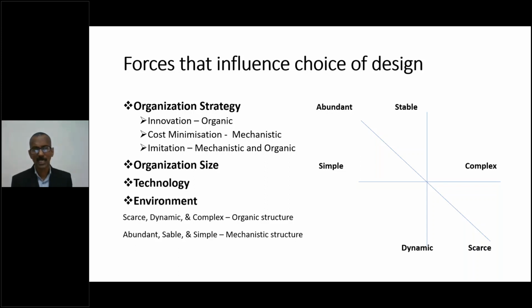Let's take up one by one. Let us start with the organization strategy. Suppose your strategy is innovation. Innovation already we know, right? You are familiar with creativity and innovation. Innovation is a new idea applied to initiating or improving a product, process, or service. If your strategy is innovation, then it is better to have an organic model. Why? Structure will be loose. You will have a loose structure so that employees can be creative and innovative.